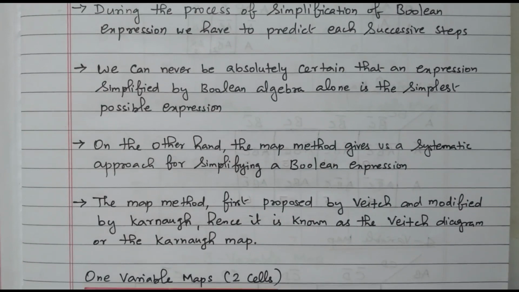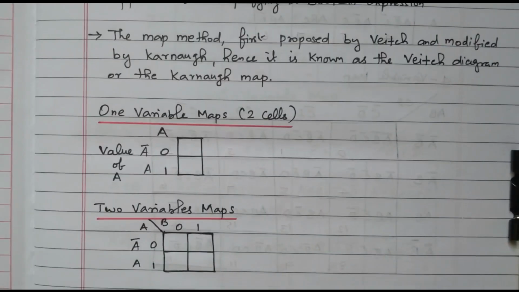This map method was first proposed by Veitch and modified by Karnaugh, so it is called a Veitch diagram or Karnaugh map, right? So the K-map is the simplest process to simplify the Boolean expression, and it also gives the simplest possible expression. Now we will see how to plot the K-map.